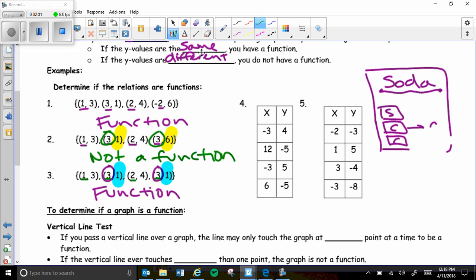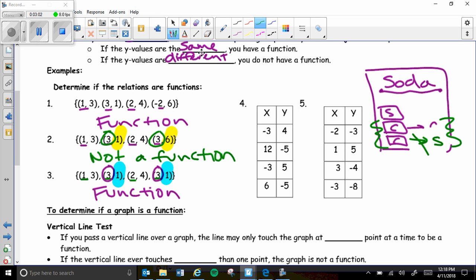But if I push this Coke button and a Sprite comes out, well, that's not what I wanted. So I have a broken machine now. So in that same idea, we can have repeating x values. We can have multiple Coke buttons or x's. But if their y values or their outputs are not the same, then it's a broken machine. It's not a function. Okay, so if that helps you, just a different way to think about it.